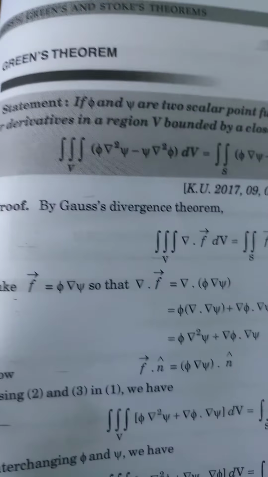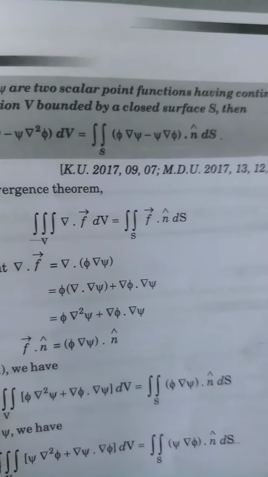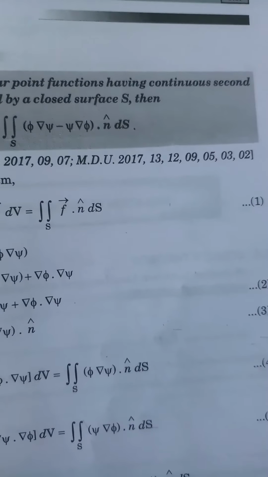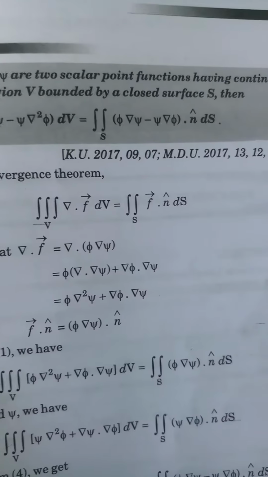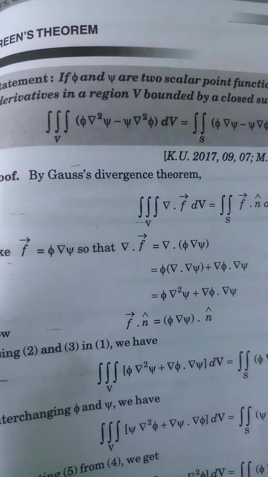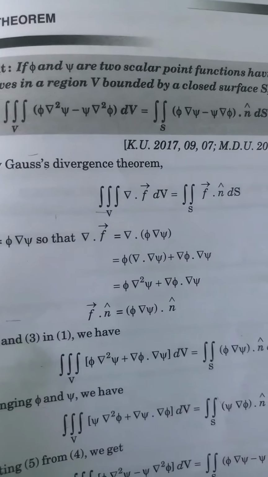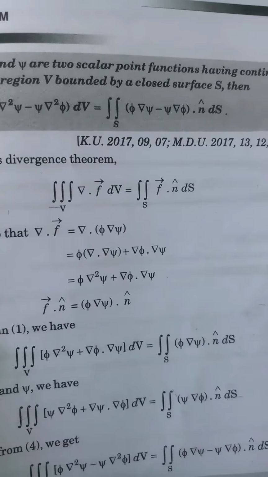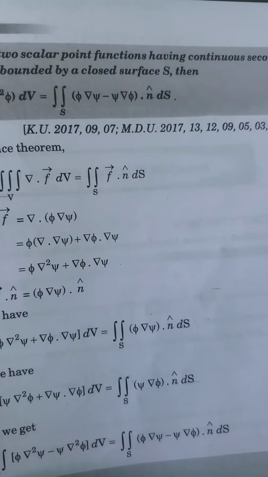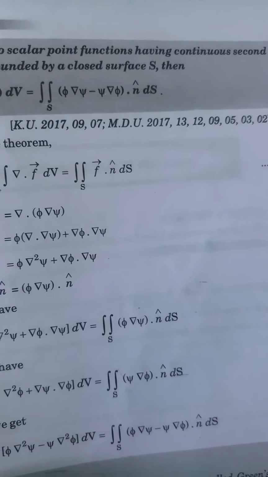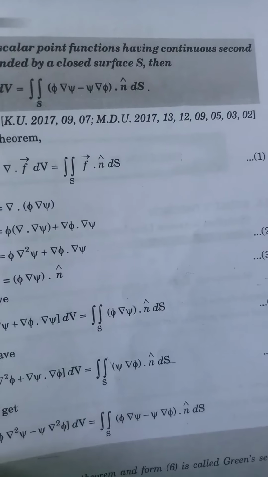Now the next theorem is Green's theorem. Green's theorem statement: if phi and psi are two scalar point functions having continuous second order derivatives in a region B bounded by a closed surface S, then the triple integral over volume of (phi del square psi minus psi del square phi) dv equals the double integral over S of (phi del psi minus psi del phi) dot n ds. This is an important theorem.